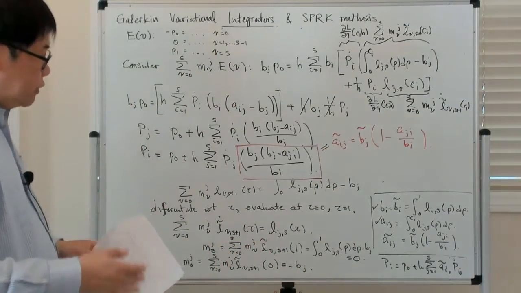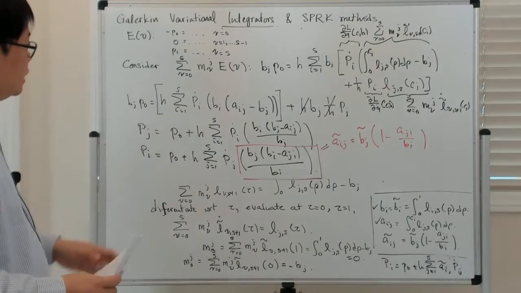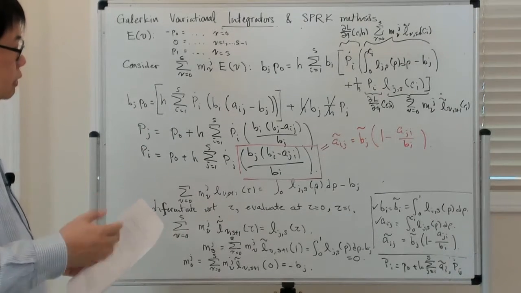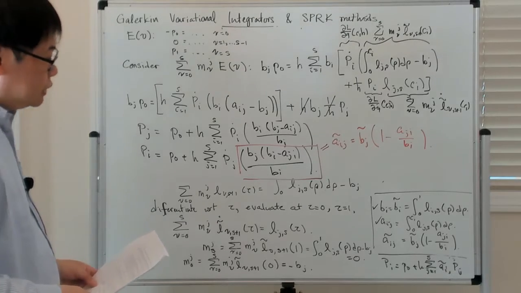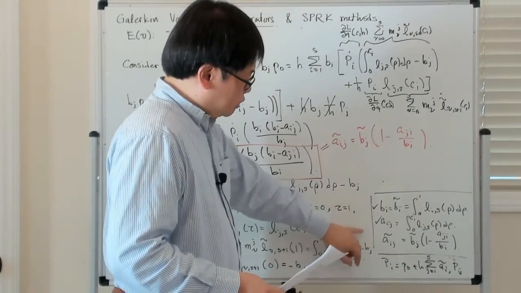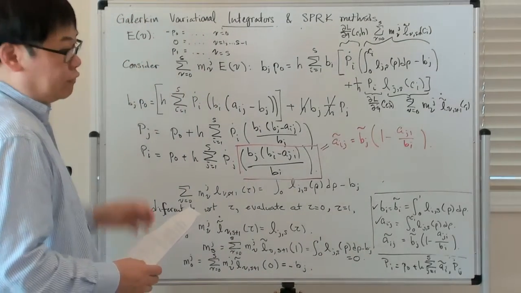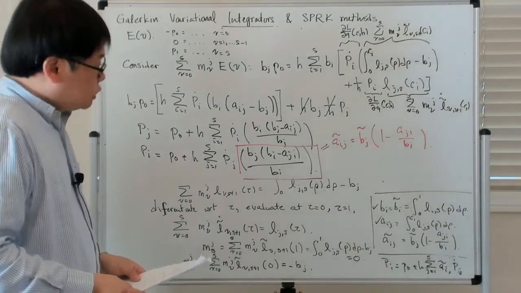So that was a little bit of work, but now you have this nice observation that some subclass of the symplectic partitioned Runge-Kutta methods can be obtained from this Galerkin variational integrator perspective. So let me just stop here.